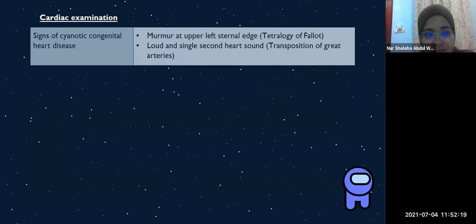And then in cardiac examination, we need to look for signs of cyanotic congenital heart disease, because it is the most common cardiac cause of cyanosis.